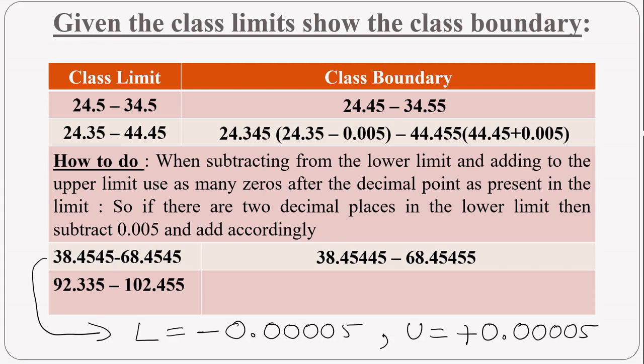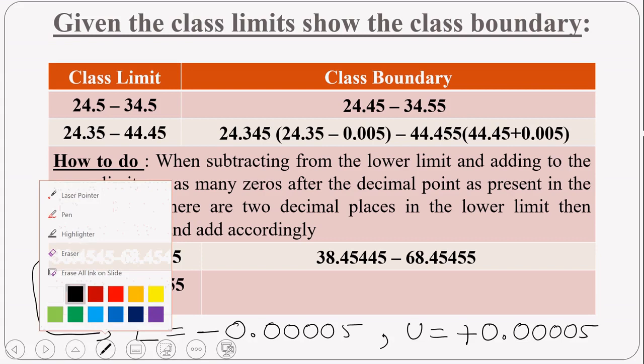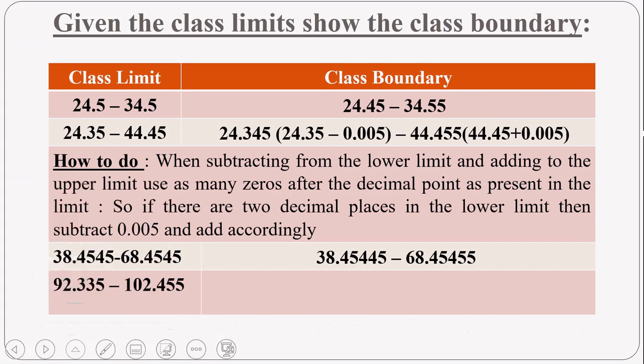So is this clear? I hope this example is clear. Now for the next one, 92.335 and 102.455. Can you try and tell me, dear students, what will be the answer? Yes, 92.3345 and 102.4555. So this is how you need to deal with class limit and class boundary, as I've shown you with simple examples.